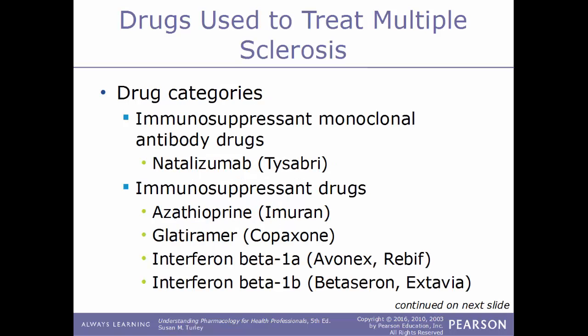There are multiple types of drug categories that are used to treat MS. One category is an immunosuppressant monoclonal antibody drug. An example of this category would be natalizumab, which is sold as the trade name Tysabri.